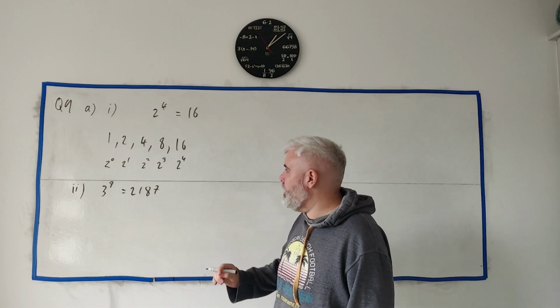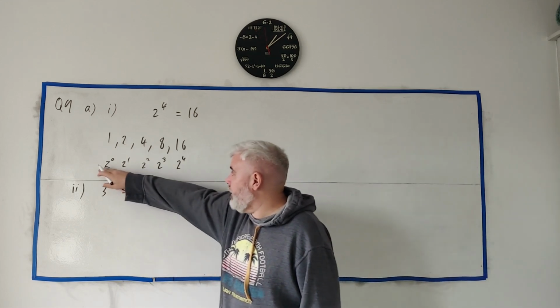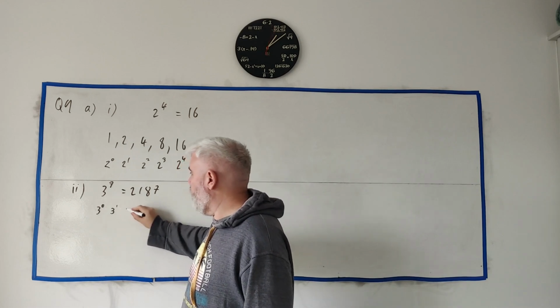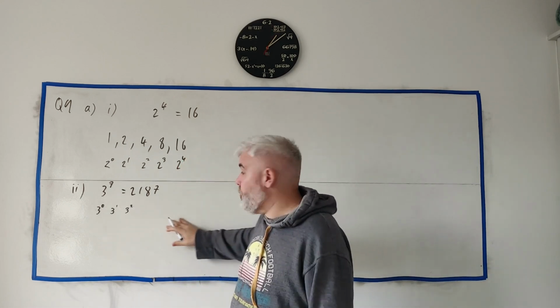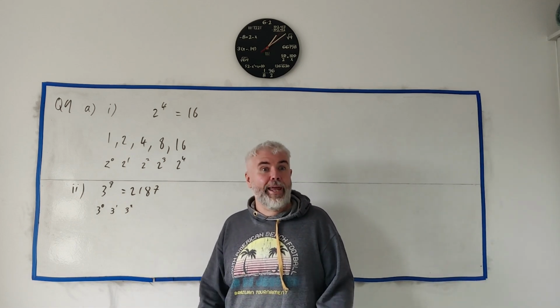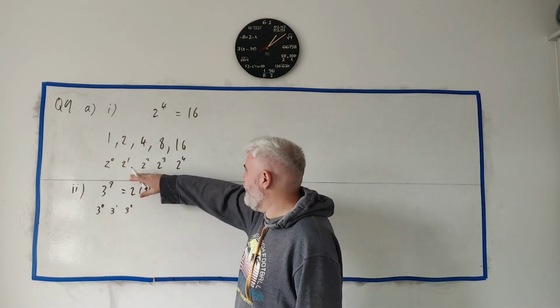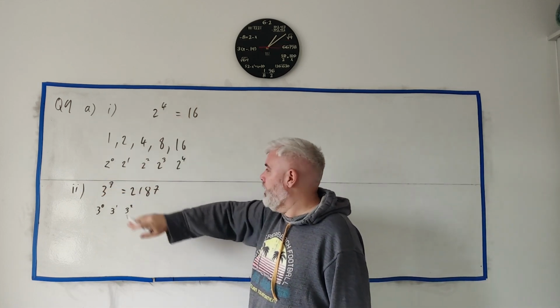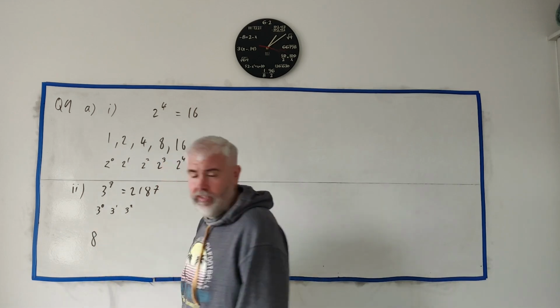What they're hoping you see here is that the factors are the same as this. The factors are 3 to the power 0, 3 to the power 1, 3 to the power 2, and so on. And really, they don't ask you to list them, they just ask you how many there are. So they want you to see the pattern that there's 5 for 2 to the power 4, so there's 8 here. 8 is the answer.